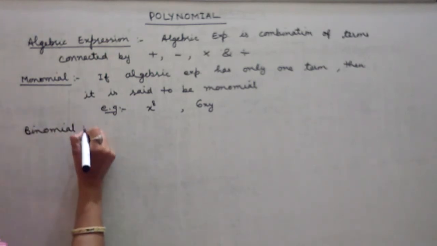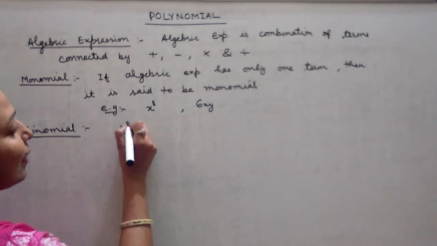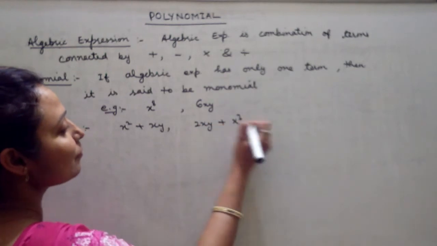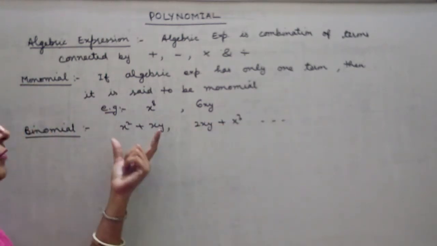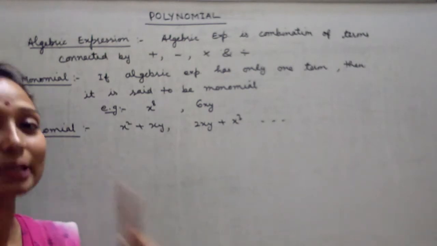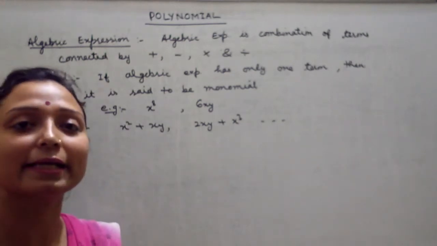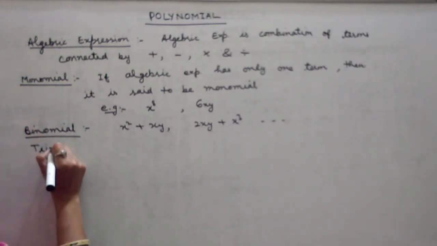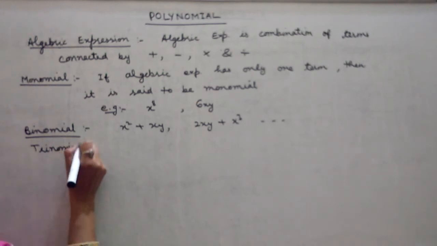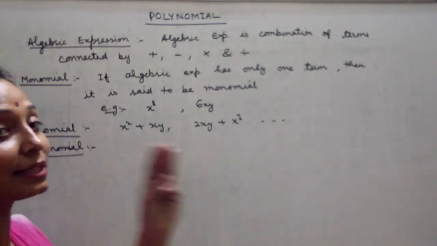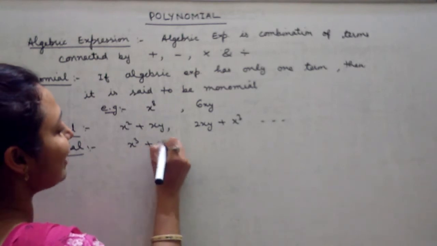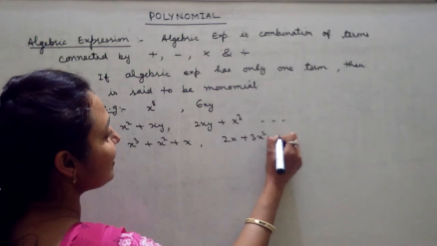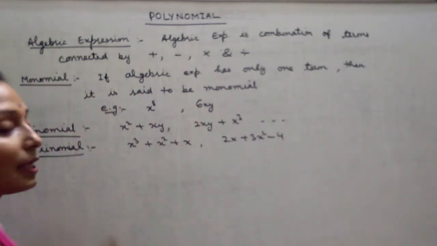Now come to the binomial. Binomial means having two terms, like x square plus xy, 2xy plus x cube, and so on. All types of terms are included, but one condition is compulsory: there should not be any negative exponents. Now come to the trinomial, including 3 terms, like x cube plus x square plus x, or 2x plus 3x square minus 4.